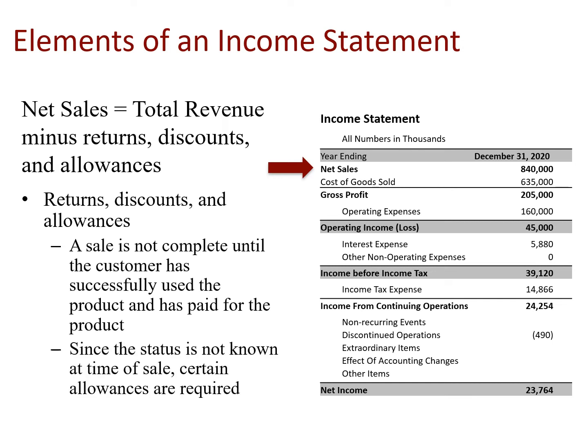Since the status is not known at the time of the sale, certain allowances are required, and this will vary from industry to industry, especially if you think about a bookstore at a college buying a lot of books anticipating to sell them to students, but a lot of those may get returned to the publisher because students don't end up buying the text.